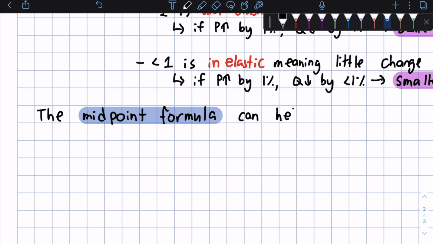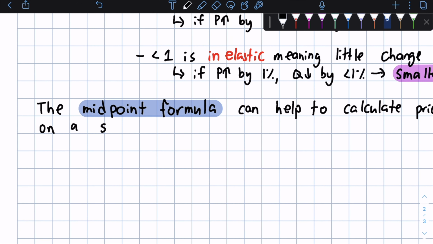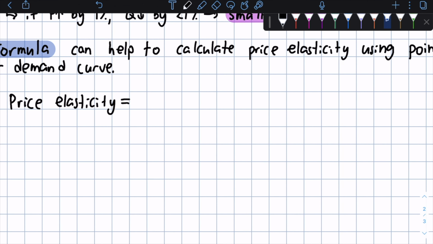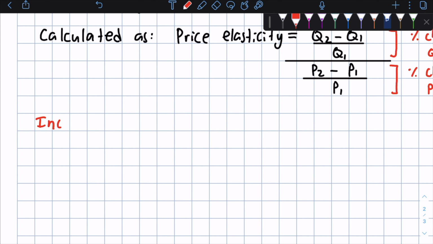The Midpoint Formula can help us to calculate elasticity using points on a graph, and it's as follows. The price elasticity is equal to (Q2 minus Q1) over Q1, divided by (P2 minus P1) over P1. This is the percentage change of quantity as the numerator and the percentage change of price as the denominator.